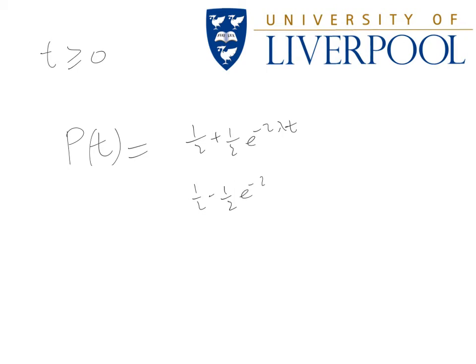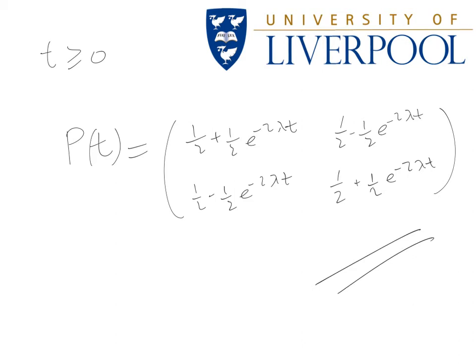Therefore, the transition matrix for any t greater than or equal to 0 is given by the matrix shown. Thus we have solved the question.